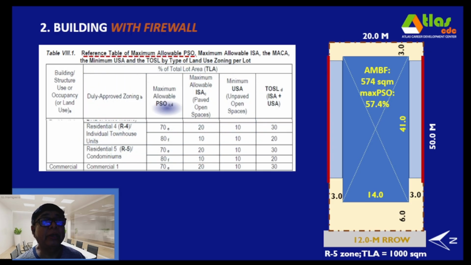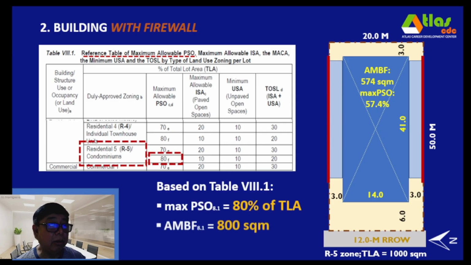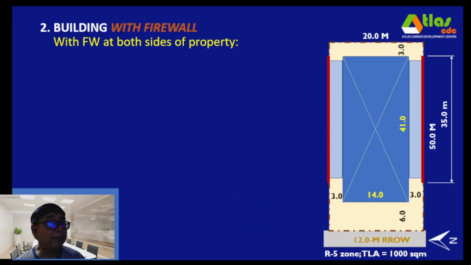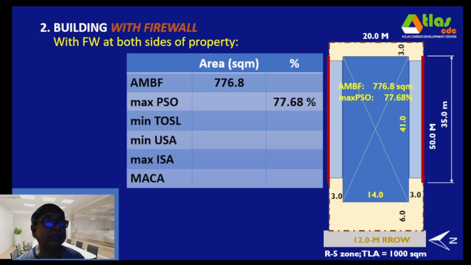So we compare that value with table 8.1, and it shows here that for R-5 with firewall is at 80% or 800 square meters. So if we are to compare, it is now the value coming from the minimum setbacks, which is the more stringent one, 776.8 or 77.68%.